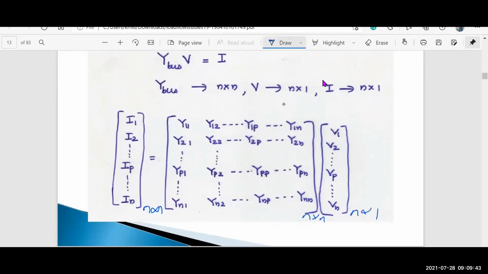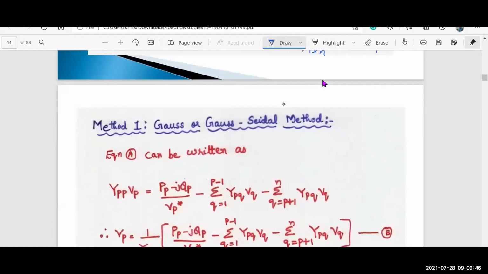For the load flow equation, we know we have different methods: the Gauss method, the Newton method, and the fast decoupled method. We have these methods for solving load flow analysis. Hopefully you have studied this in Power System 2 and in computer aided power system, where you did practical analysis with MATLAB and coding.